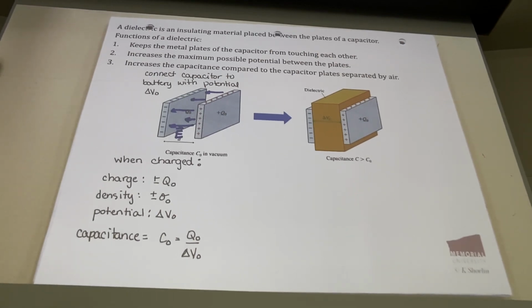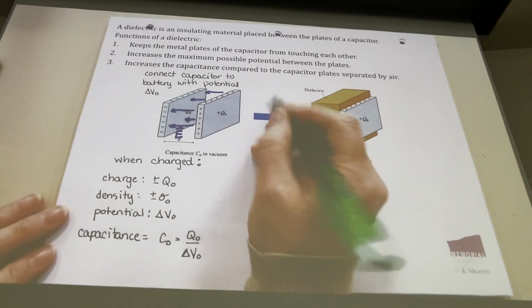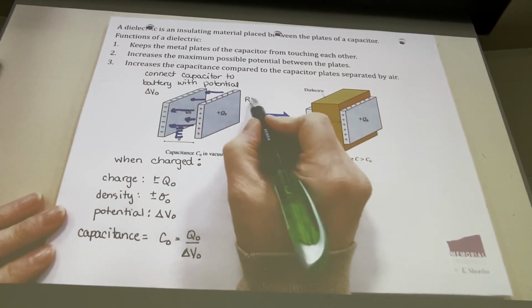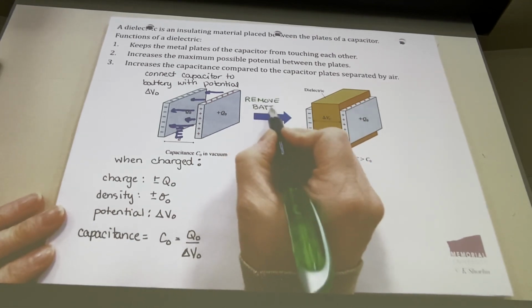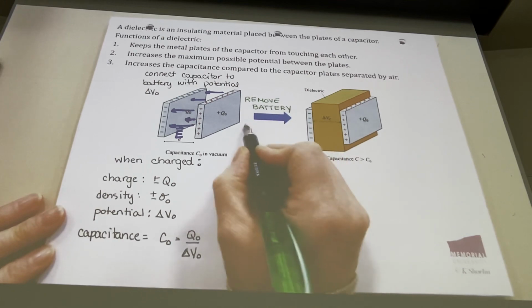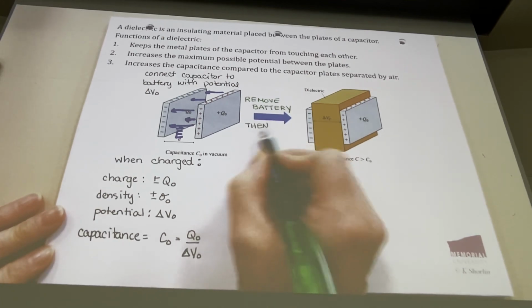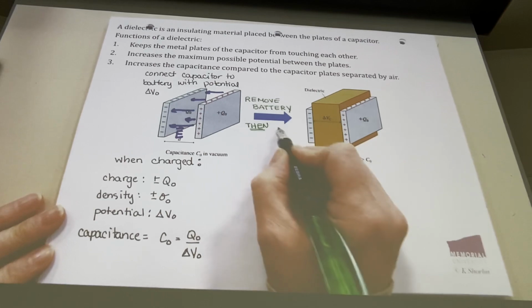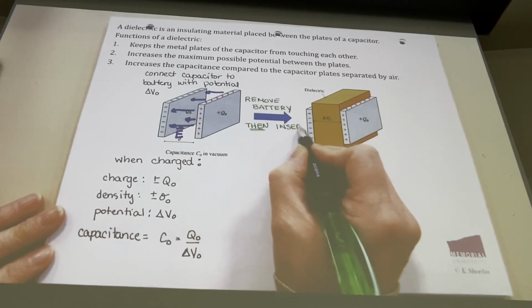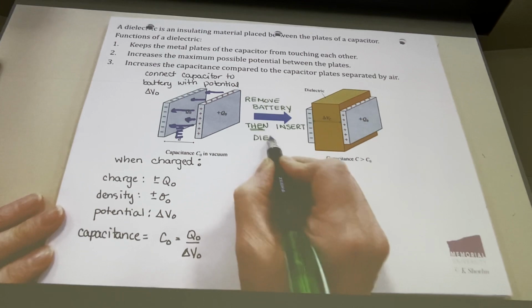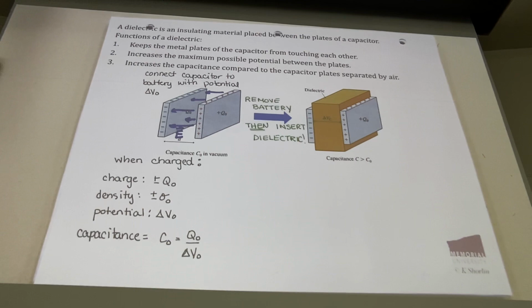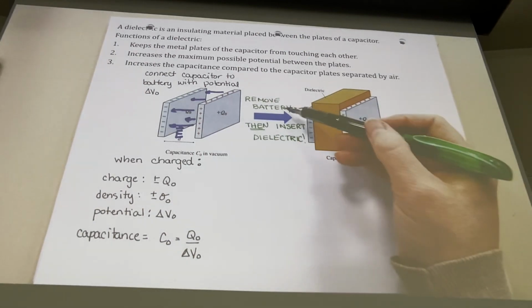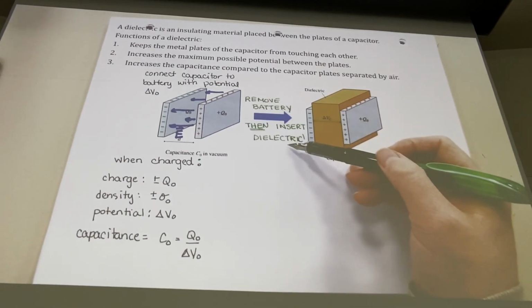Next, we're going to do two things. We're going to remove the battery. After we remove the battery, we're going to put a dielectric between the plates. Those steps are important. If you did it the opposite way around, we get a different thing happening. So we take the battery out first, then we put the dielectric in.